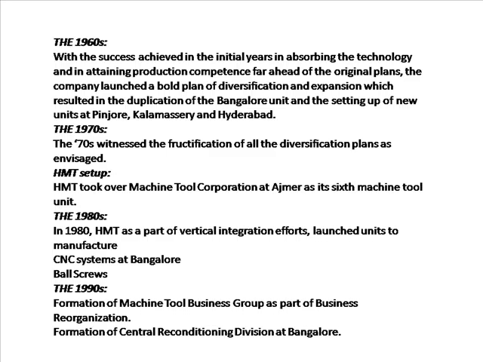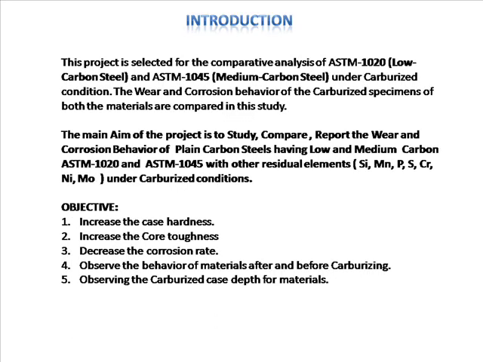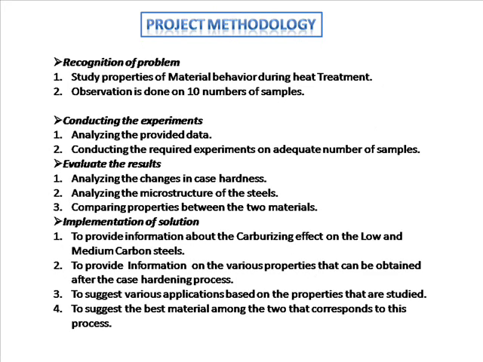With the success achieved in the initial year of absorbing the technology, for this project we have selected a comparative analysis of 1020 and 1045 under carburized condition. The objectives are to increase case hardness, core hardness and corrosion resistance, and to study the behavior of the material before and after. Procedure methodology: recognition of the problem, conduction of the experiment, evaluation of the result and implementation of the solution.